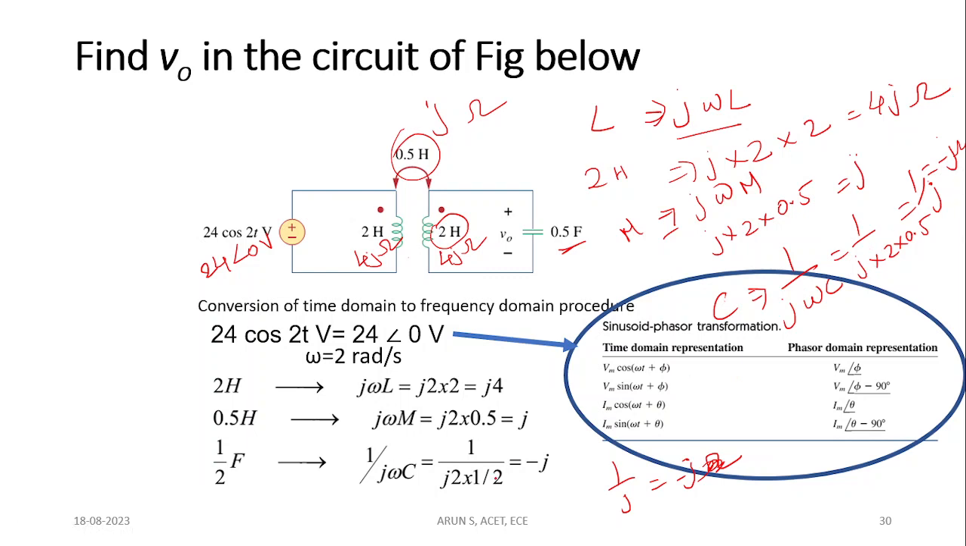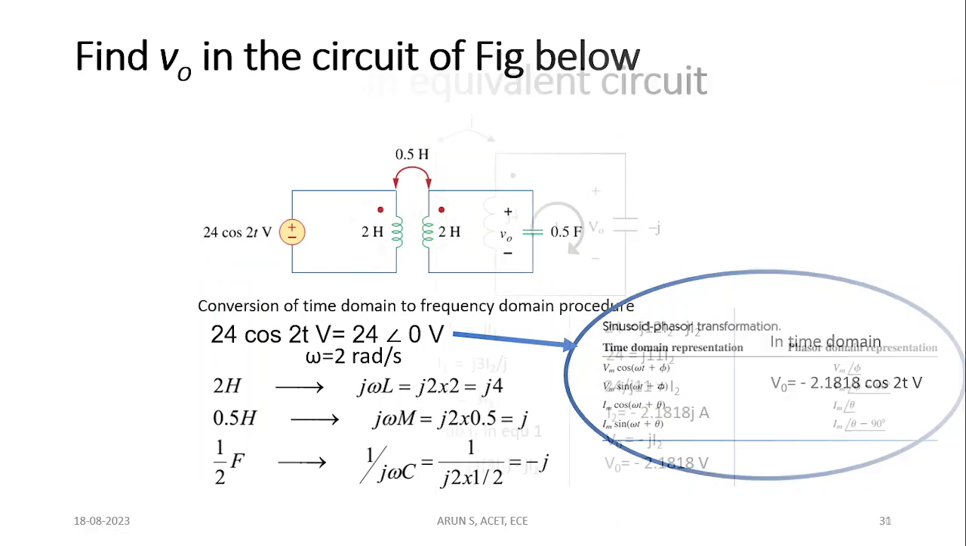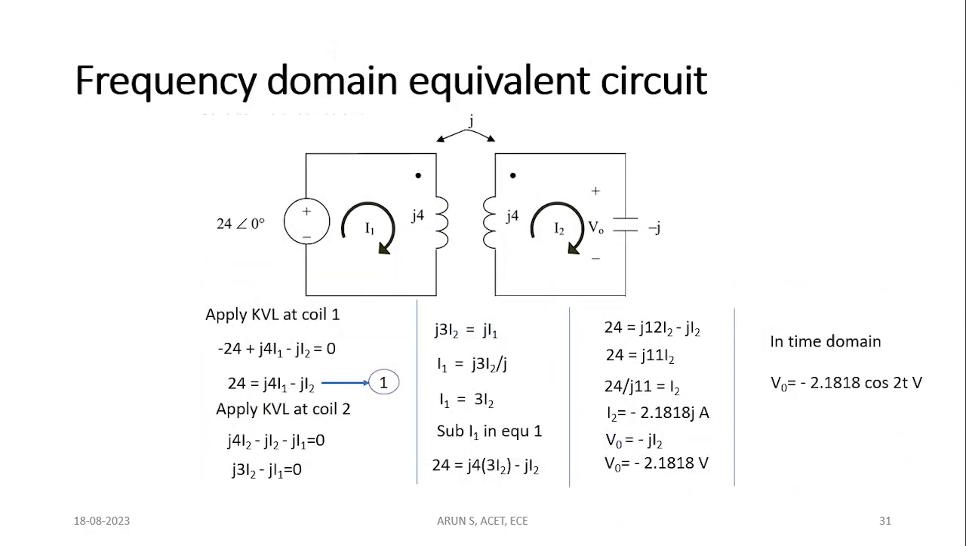So all the values are written. Okay, so instead of the 0.5 I will be writing minus J ohm. This is the value we got. Okay, now we will just refer to the next slide.